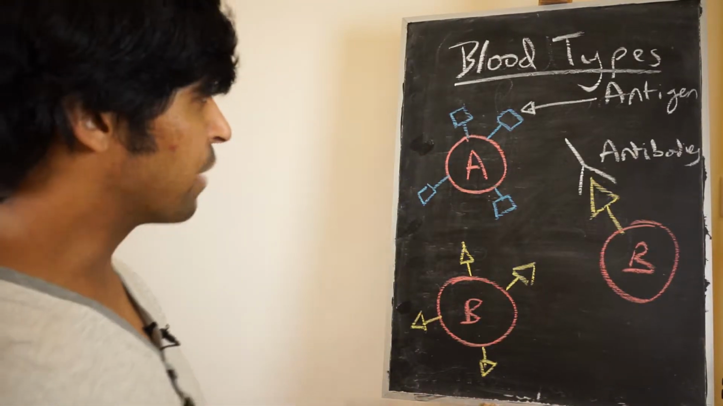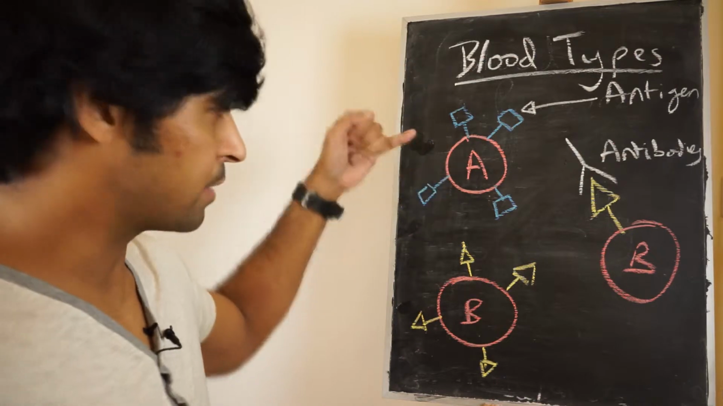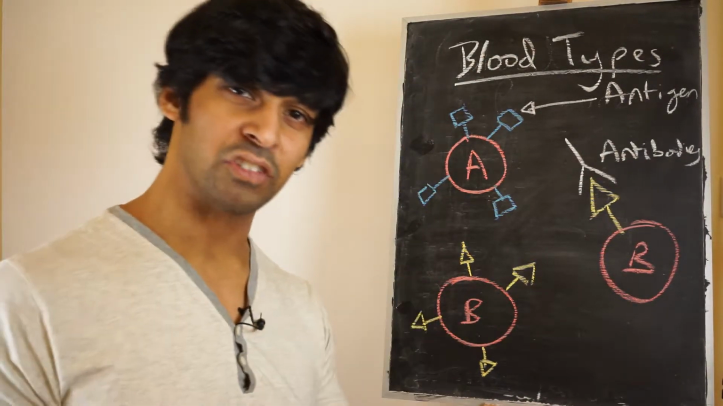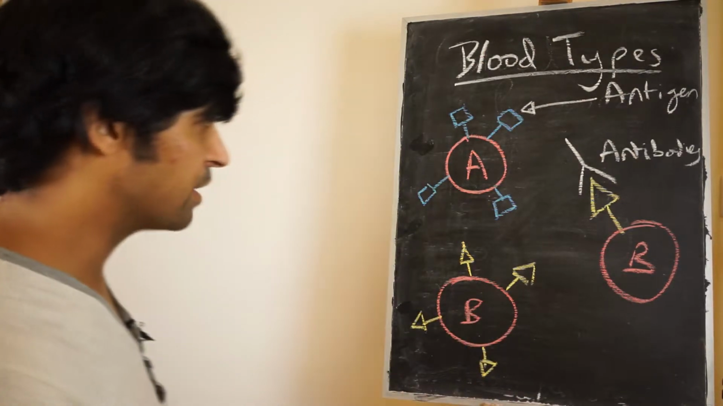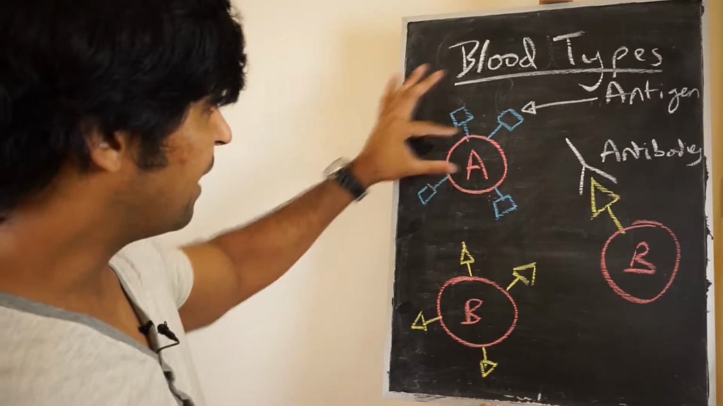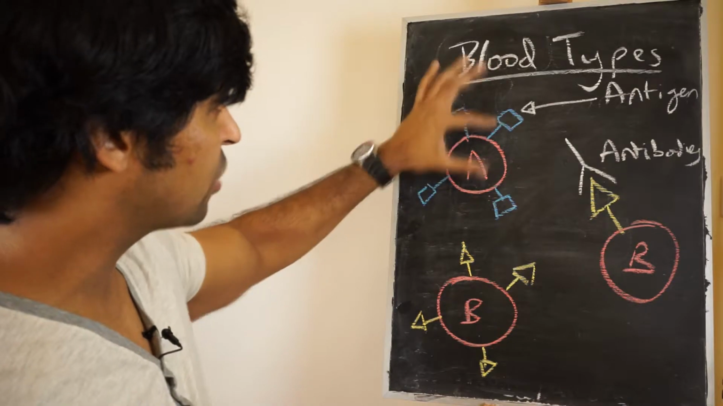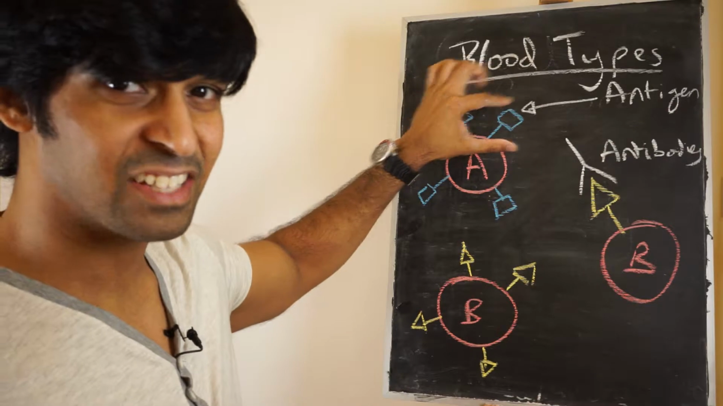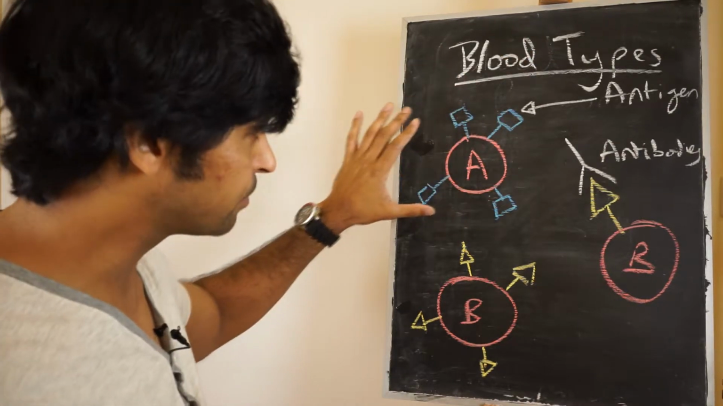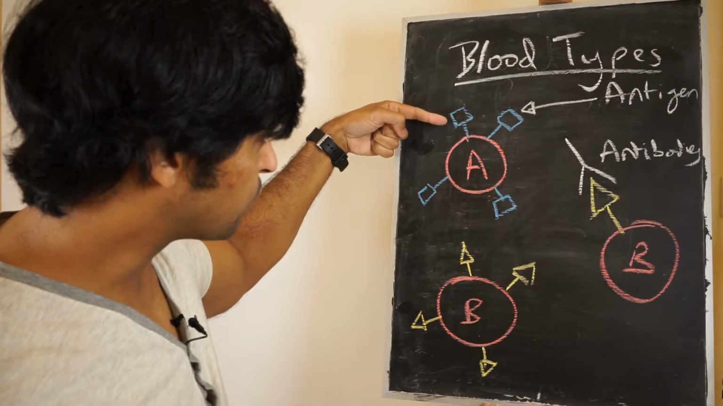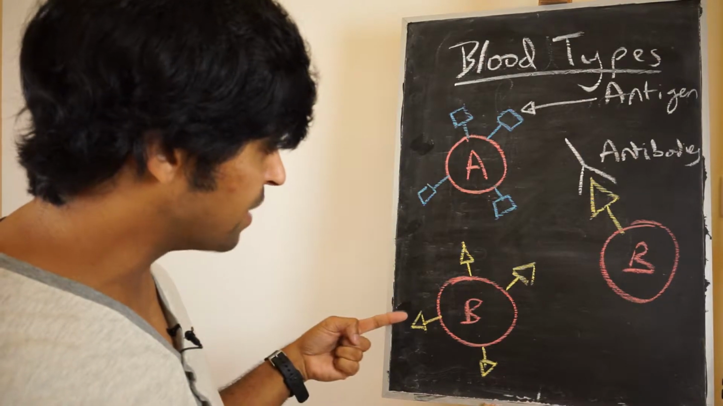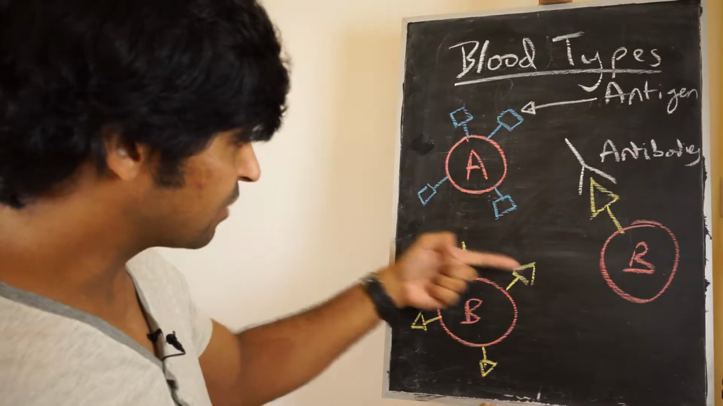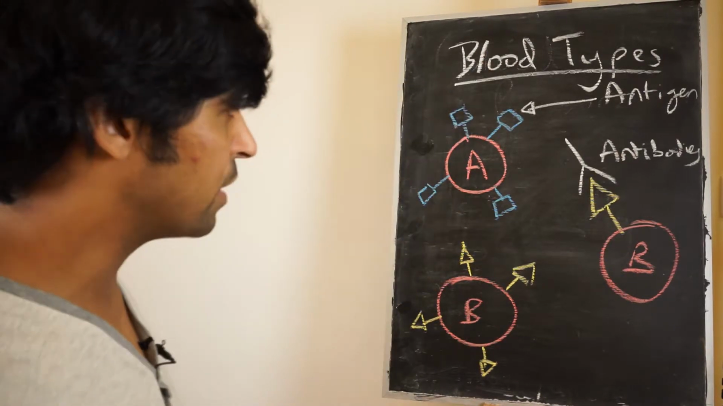Okay? On the board here, I've got two different blood types. I've got A and B. You can also have AB and you can also have O, and we'll look at that in a minute. So this A blood type has got these surface proteins, which I've drawn in blue, and these are called antigens. So antigens are surface proteins. Now, as you can see, these surface proteins are different to the ones in the B blood type. So B has got these triangle ones, and these have got these square ones.